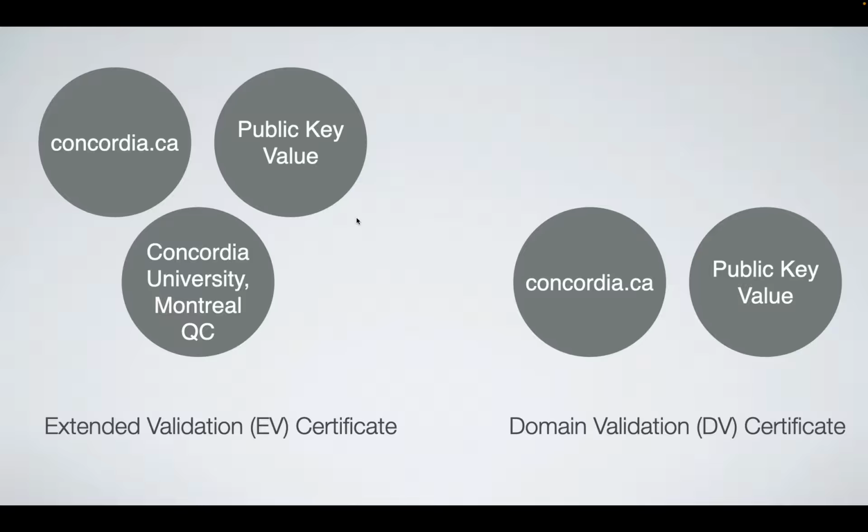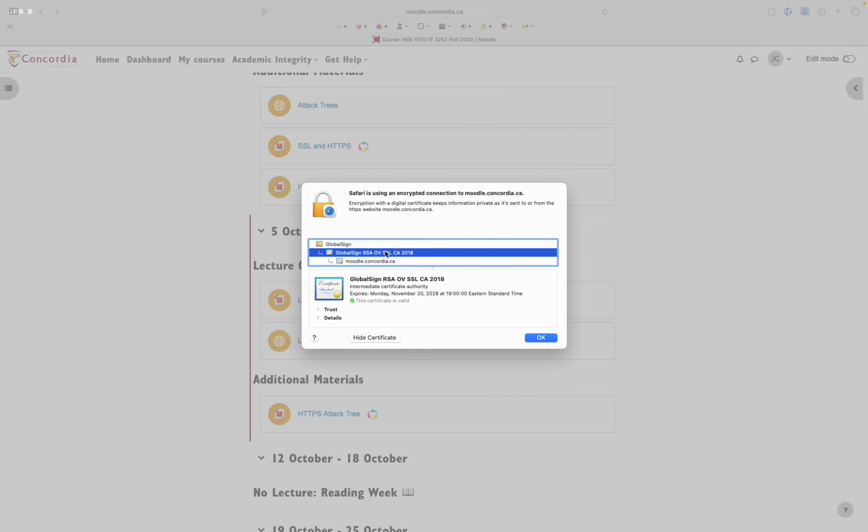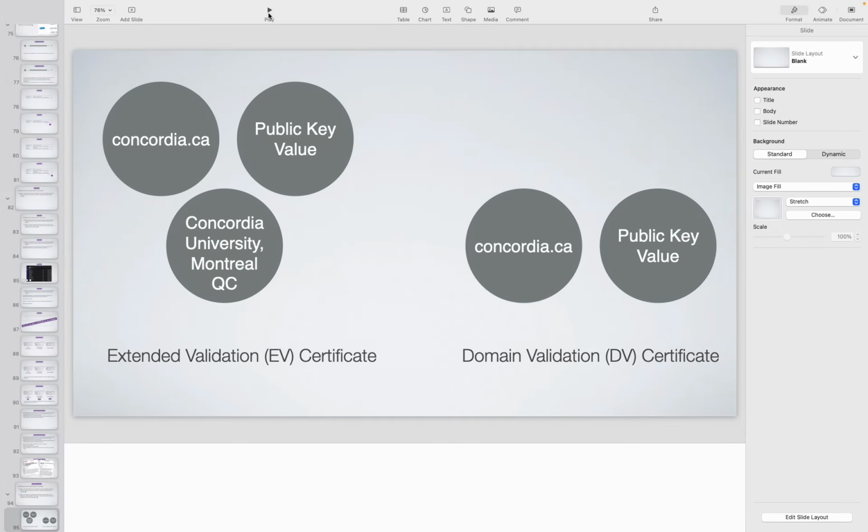There's also something in between called an OV certificate, which, for our purposes, we'll just lump in with an EV certificate. And if you were really paying close attention, you will see GlobalSign RSA OV, there's that term OV in this here. That's a reference to the type of certificate it is.